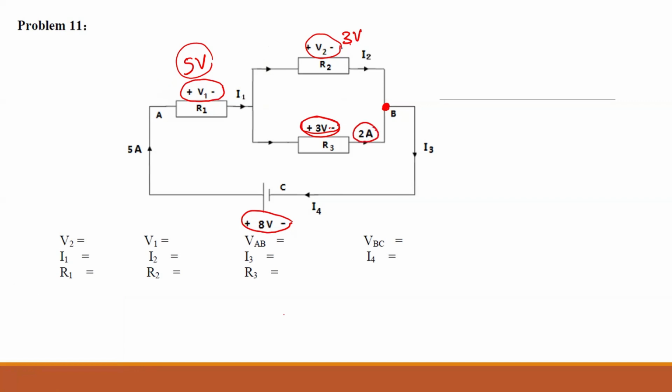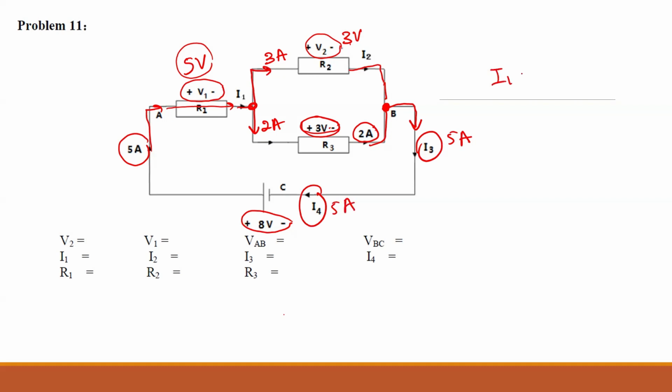So this current is 2 amps. 5 is coming in, passing this one and coming to this node. 2 is going this way. So this way it should be 3 amps. Agree? And the 3 and 2 coming again together and going this way as again 5 amps. Am I right? So this also 5 amps. I1 is 5 amps and I2 is 3 amps. I3 is 5 amps and I4 is 5 amps as well because it's the same current.